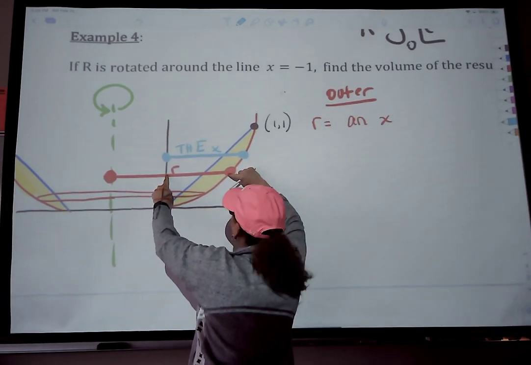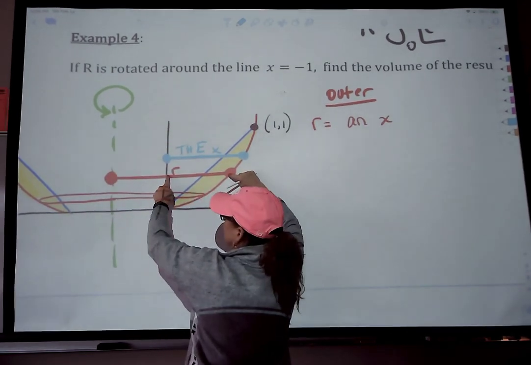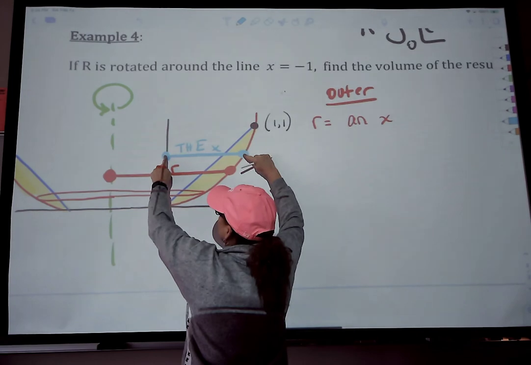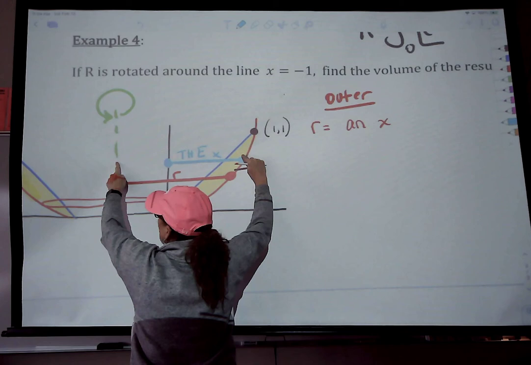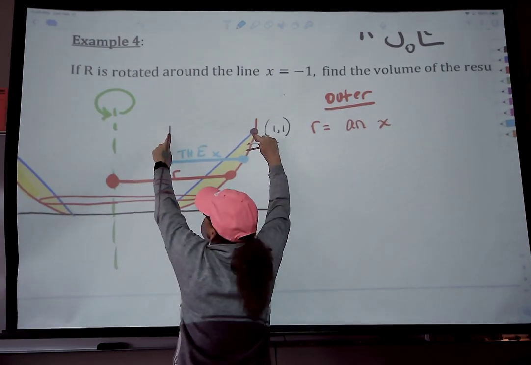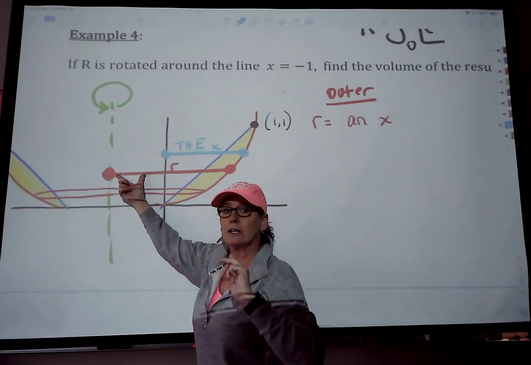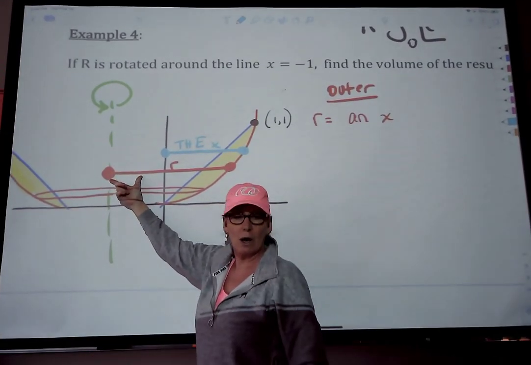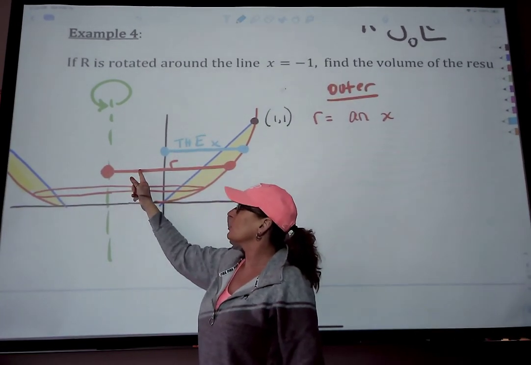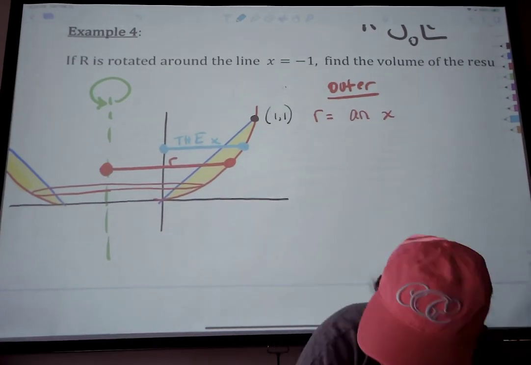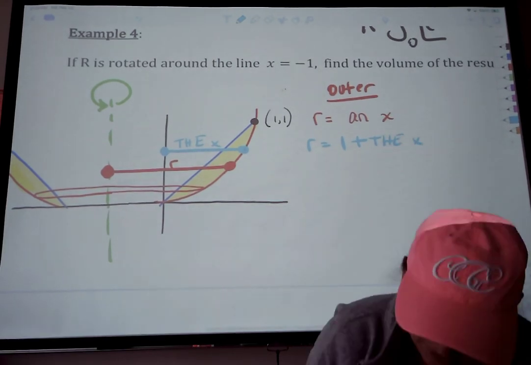That's not my radius. My radius is longer than that. This is the x. That's not my radius. My radius goes all the way to here. So my radius is always going to be 1 greater. Why 1? Because this is x equals -1. This has a distance of 1 right here. My radius is going to be 1 unit greater than the x. 1 greater than the x.